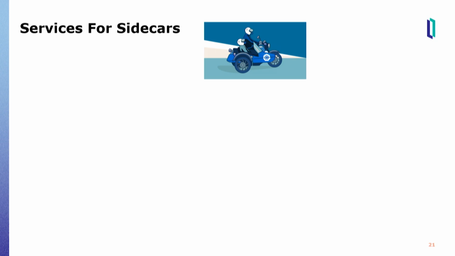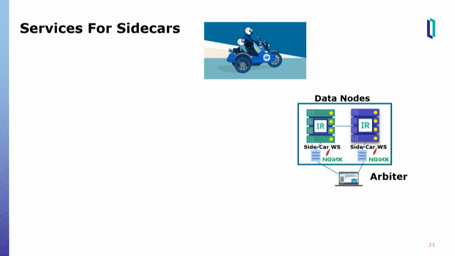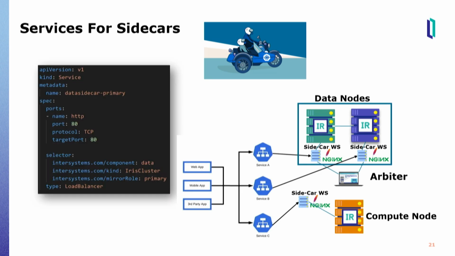Okay, so I mentioned also that we have some sidecars. In order to access those sidecars, what's exposing them is what's called the service. A service is going to expose a pod. So we can have a sidecar for the compute, we can have a sidecar for the data nodes, and we're going to expose them to whatever network we're working on via a service. A service is going to expose a pod.